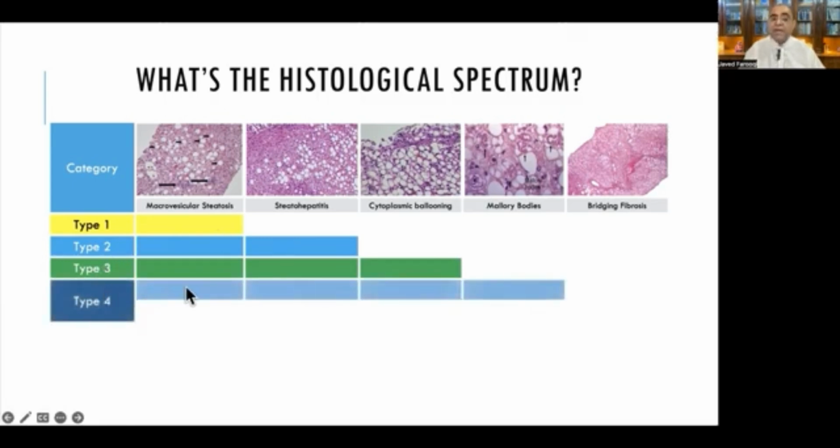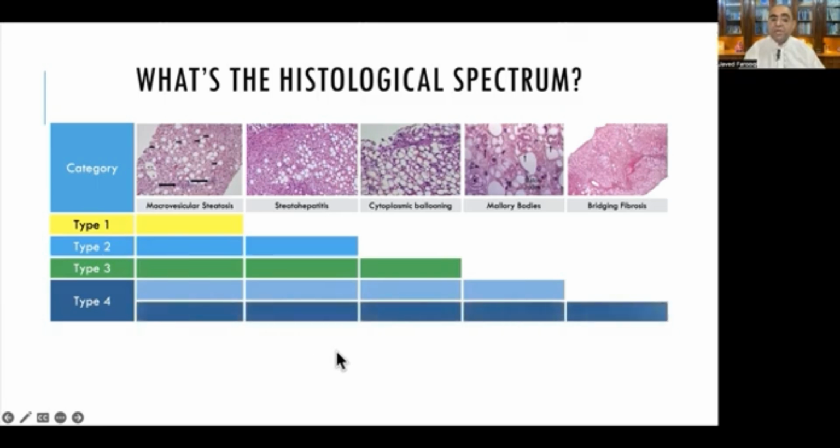Type 4A has macrovesicular steatosis, steatohepatitis, cytoplasmic ballooning, and Mallory bodies. And type 4B has all 5 features: macrovesicular steatosis, steatohepatitis, cytoplasmic ballooning, Mallory bodies, and bridging fibrosis. Type 3 and type 4 are considered MASH, metabolic dysfunction associated steatohepatitis. It used to be called NASH till now.